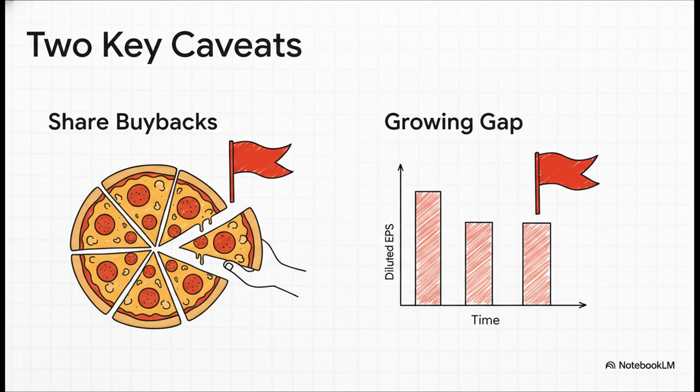Second, you have to watch the gap between basic and diluted EPS. If that gap gets wider and wider over time, that's a huge warning sign. It's telling you that the number of potential new shares is growing faster than the profits are. It's a leading indicator that your slice of the pie is at risk of getting smaller in the future.